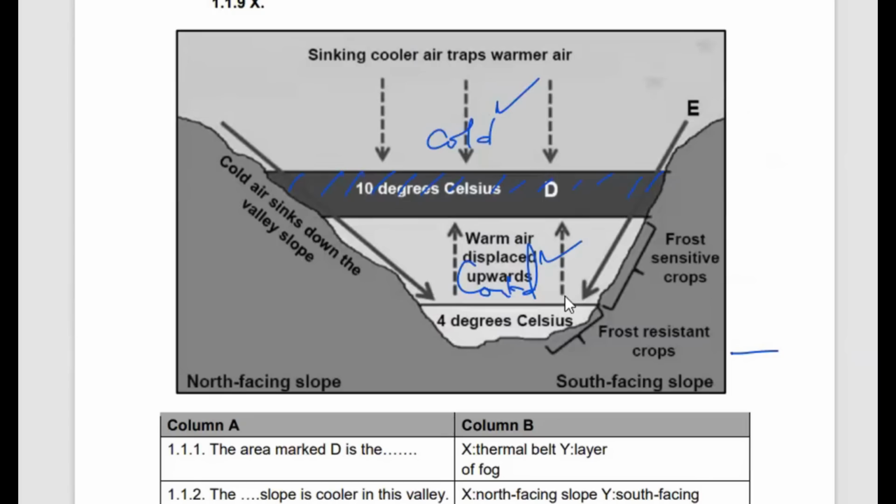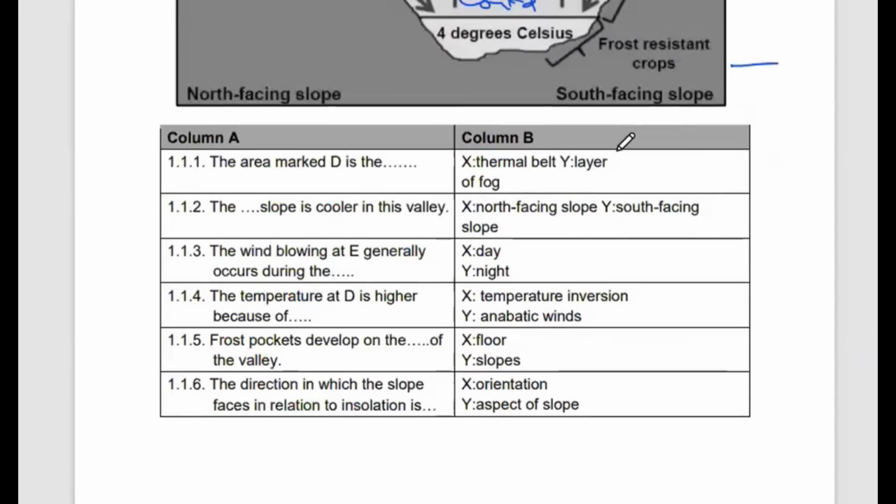So the best response for this one, our response for layer D, is called the thermal belt, which is X. So it's the thermal belt. Then we move on to the next question.